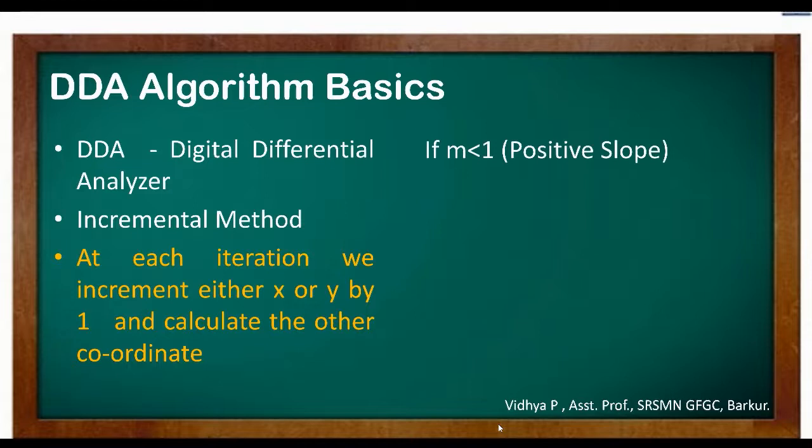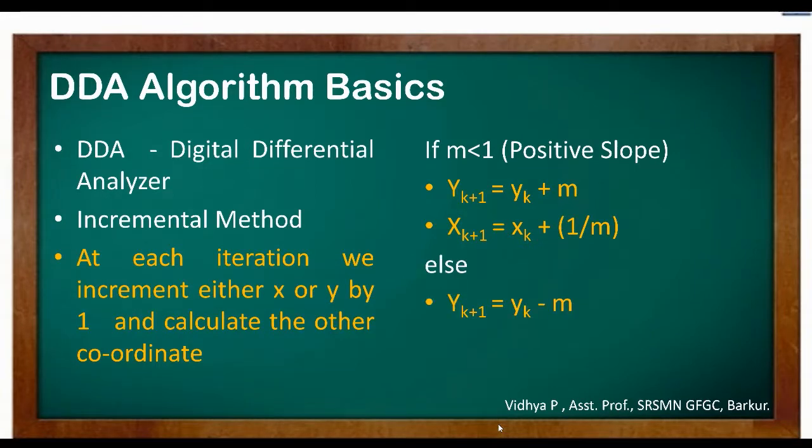If m is less than 1, that is a positive slope, we calculate like this: yk+1 = yk + m, and xk+1 = xk + 1/m. Otherwise, yk+1 = yk - m, and xk+1 = xk - 1/m.